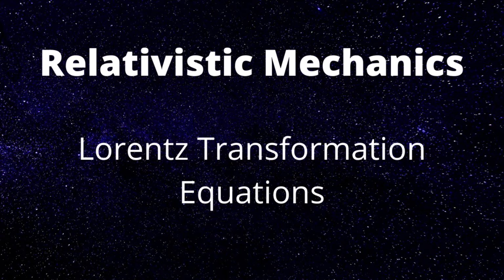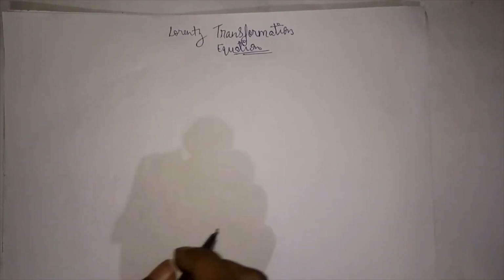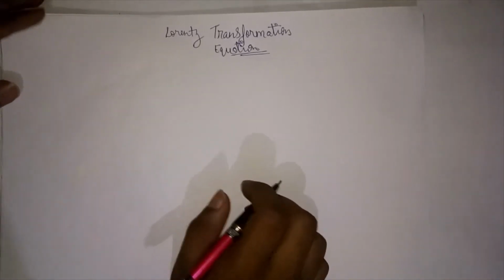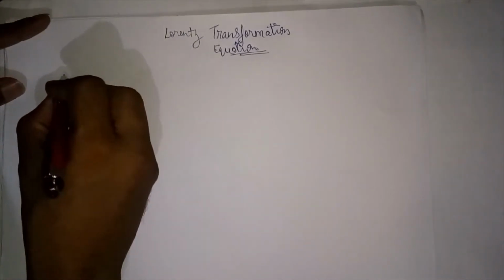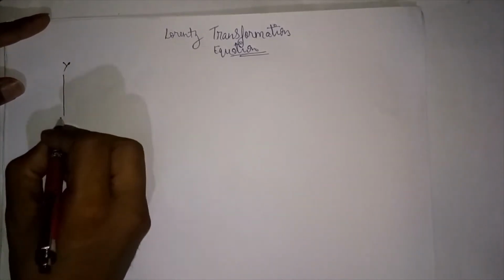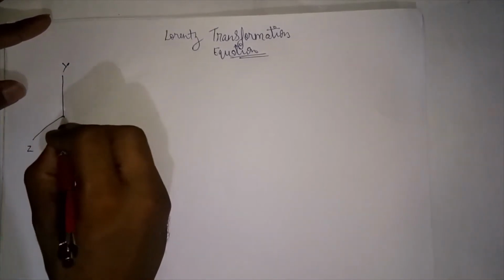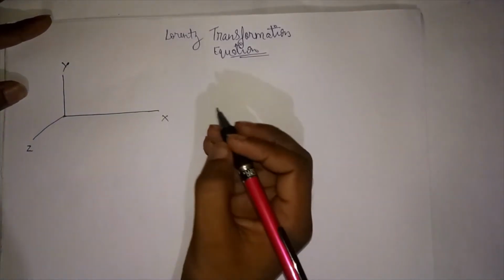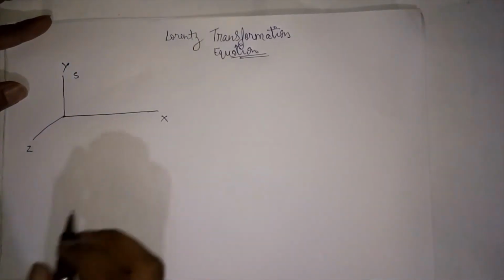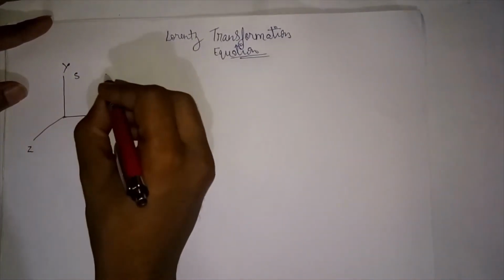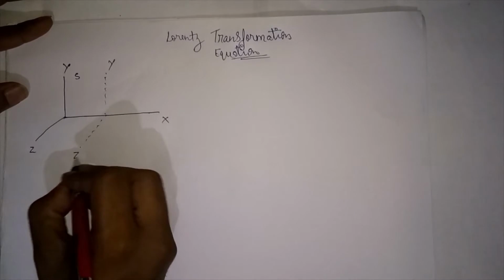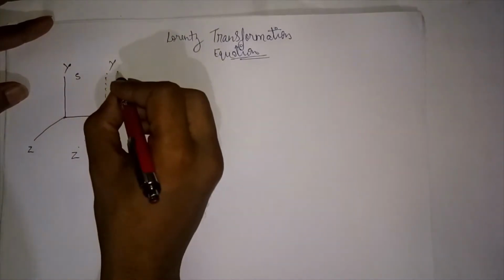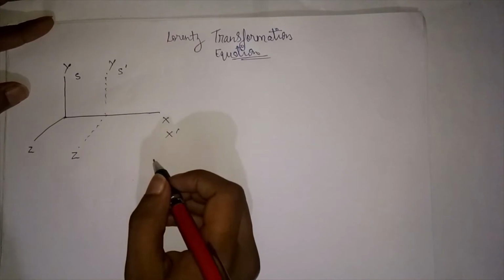Today in this video, we are going to learn Lorentz transformation equations and inverse Lorentz transformation equations. So, first of all, let us make a diagram of inertial and non-inertial frames of reference. This is the Y-axis, this is the Z-axis, and this is the X-axis. These are the coordinates or axes of the stationary frame of reference, and this is the Y dash axis. This is the Z dash axis, and this is X dash. These are the axes of the non-stationary frame of reference S dash.